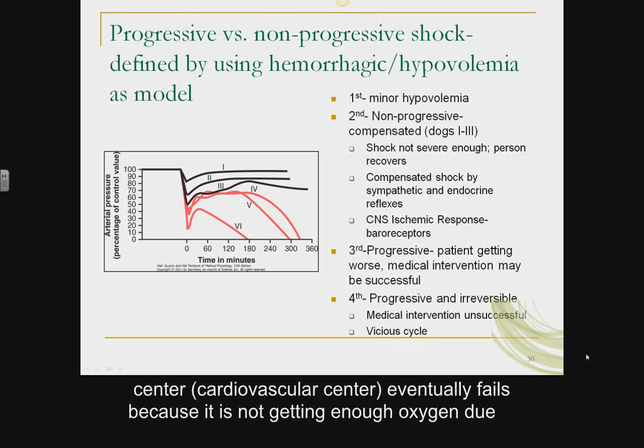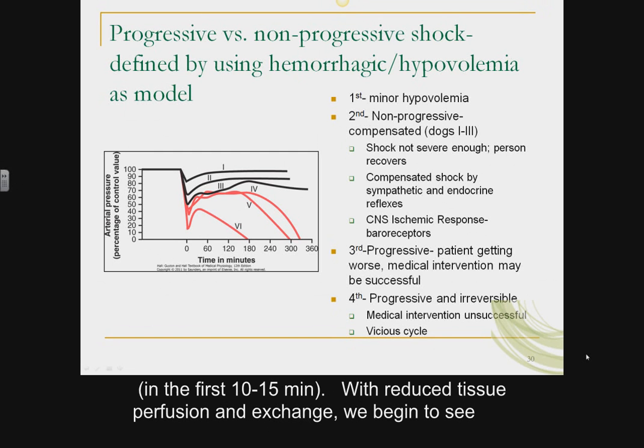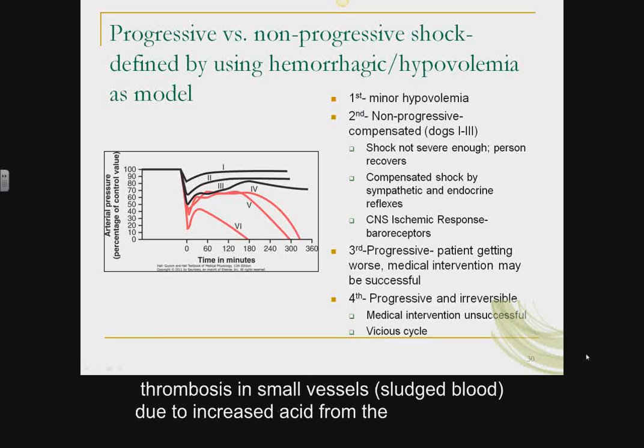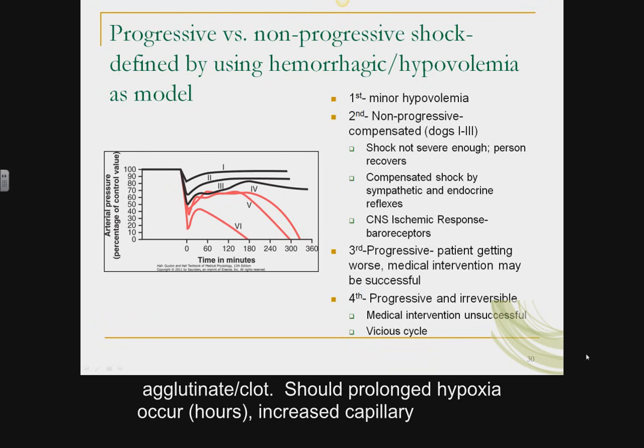The vasomotor center, or cardiovascular center, eventually fails because it is not getting enough oxygen due to the restricted central blood flow resulting from sympathetic vasoconstriction in early shock, in the first 10 to 15 minutes. With reduced tissue perfusion and exchange, we begin to see thrombosis in small vessels due to sludged blood, due to increased acid from the tissues. This increase in acid, a decrease in pH, causes circulating cells to agglutinate and clot.